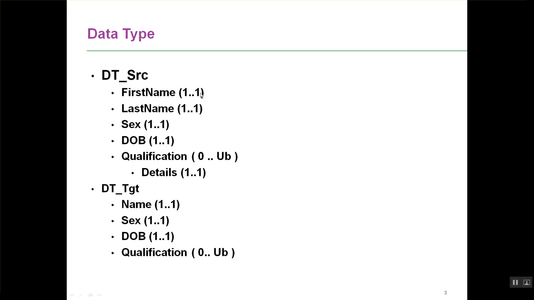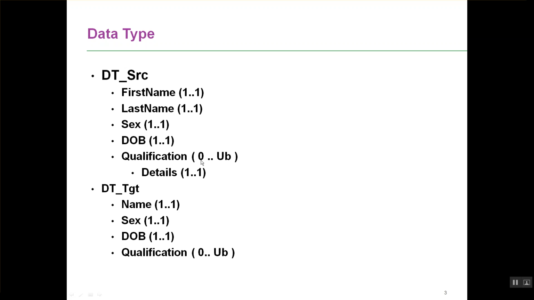1.1 means it is mandatory. The first name has to occur mandatorily. The last name has to occur mandatorily. The sex of the employee, the date of birth of the employee, and all of these four fields are mandatory fields. And then what are the qualifications of the employee, right?